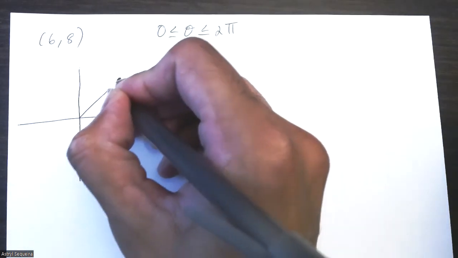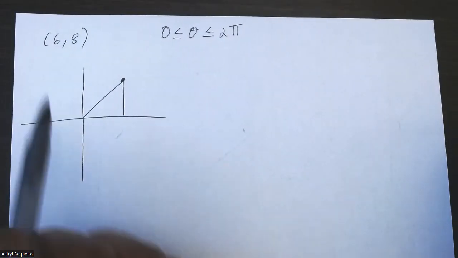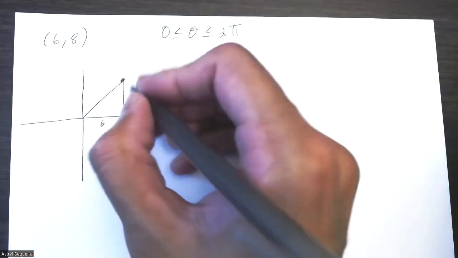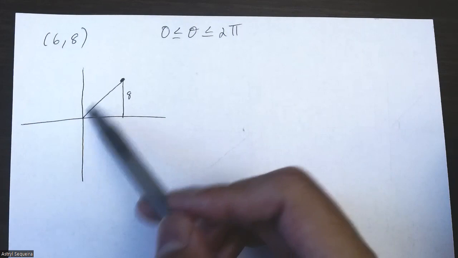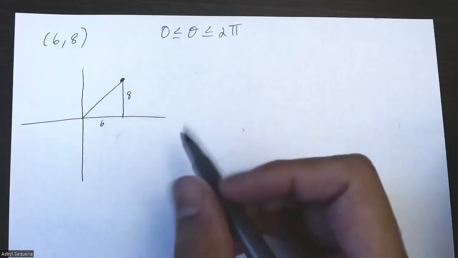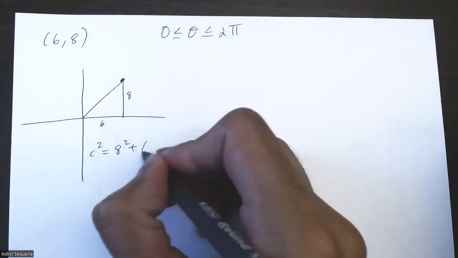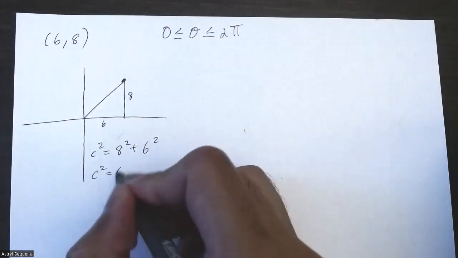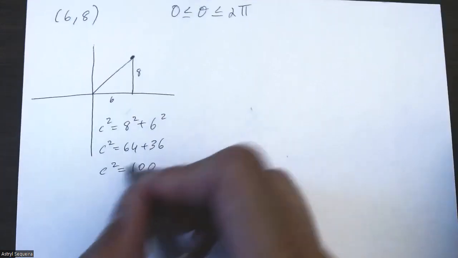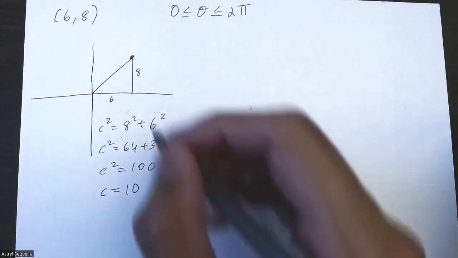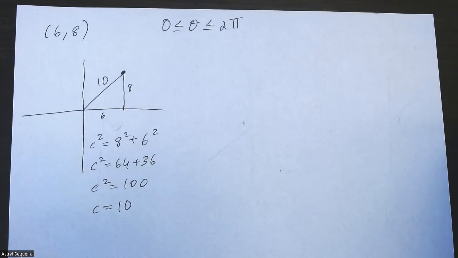You can draw a triangle over here now. And the x value is 6 and the y value is 8. So we can use Pythagorean theorem to find our hypotenuse over here. So c squared equals a squared plus b squared. C squared equals 100. So basically my hypotenuse is 10. So now I can find my primary trig ratios.